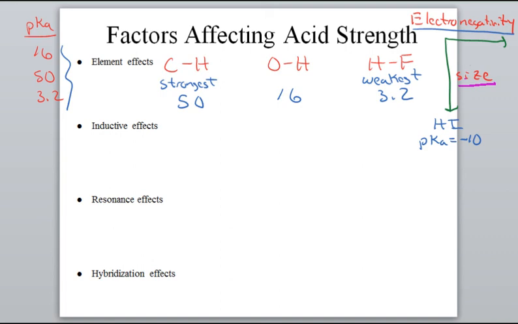The next factor that could affect acid strength is inductive effects. And I'm sure we didn't use that word in our Chemistry 162 series. We use slightly different vocabulary, but this is electronegativity effects and neighboring highly electronegative atoms, neighboring atoms that are next to the bond that contains H.